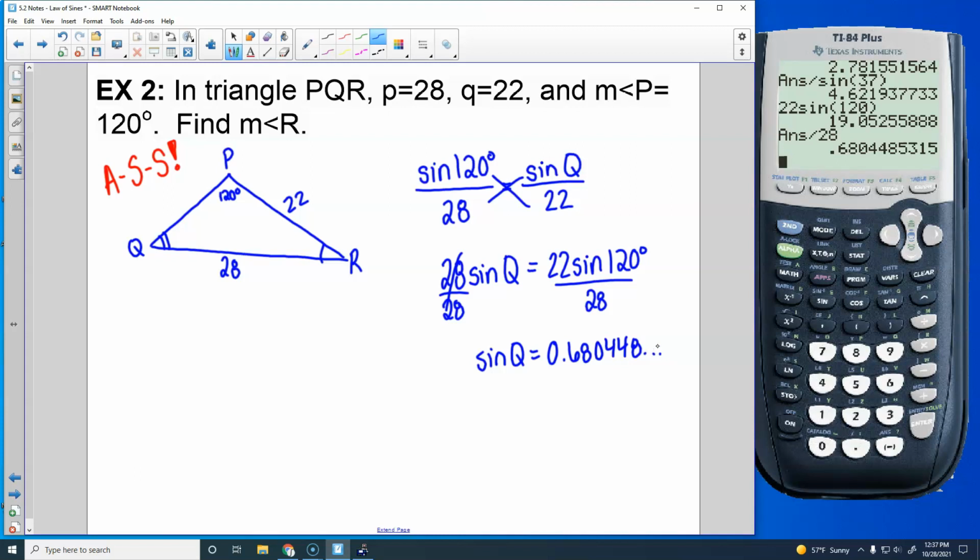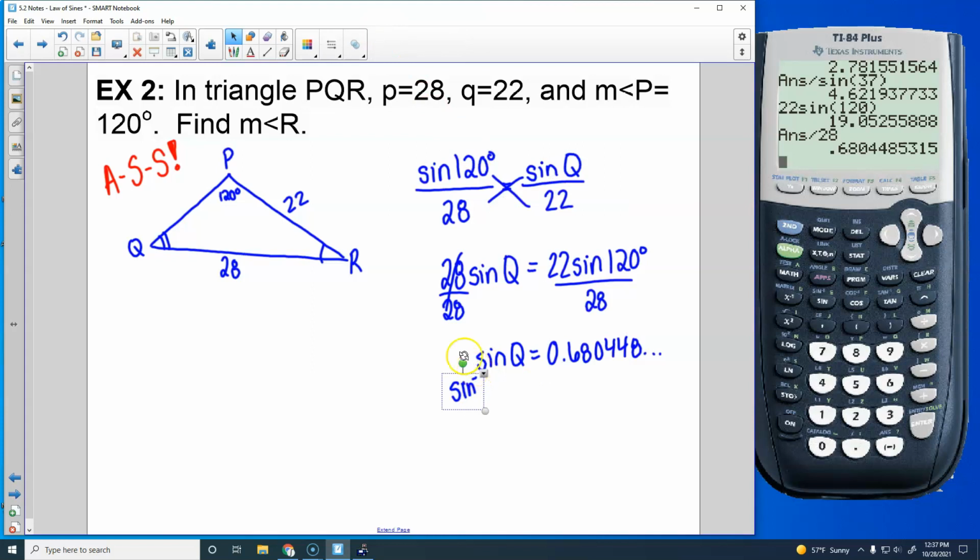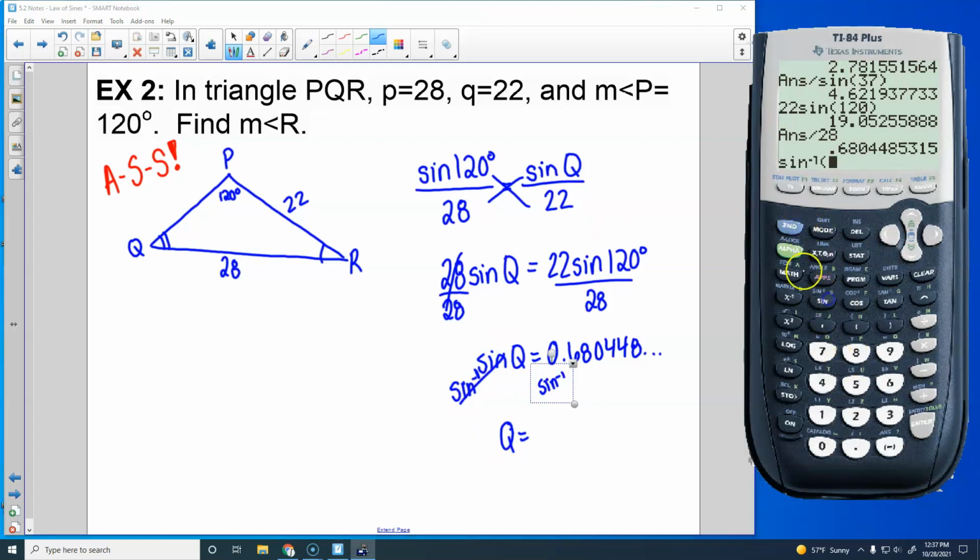We still have sine of Q. How do I get rid of sine? Inverse sine. So I got to do sine inverse. And so Q is going to equal, we do sine inverse, and you can do second, the negative key to get the answer so you don't have to type that number in again. We get 42.879.